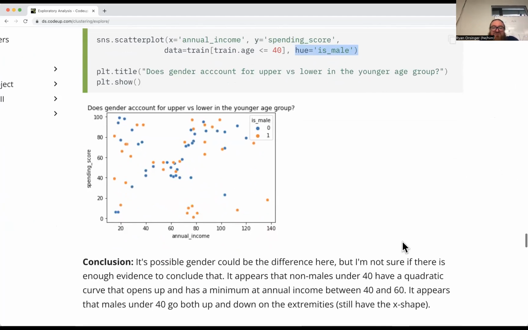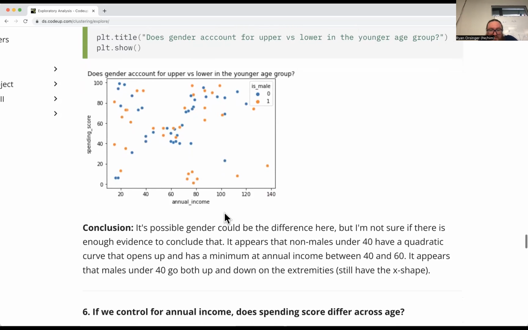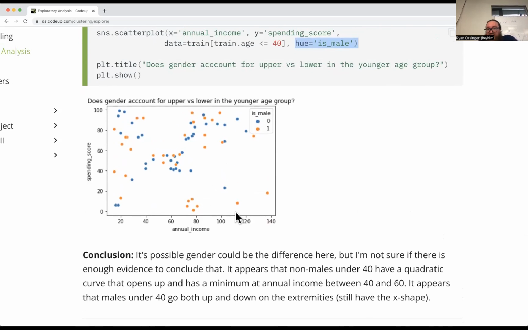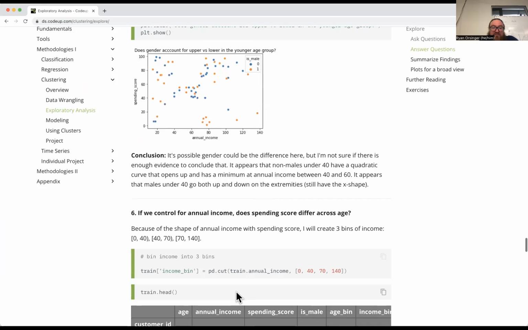So it appears it's possible that gender could make a difference here. We might just not have enough data points. Like we just don't have a heck of a lot of data points in the high earner, low spender area. That seems kind of rare just based on the age range. Yeah. So you see how these ask the question, answer the question visually or statistically, and then we write the conclusion. This is trying to exemplify that pattern that we've been trying to hammer home.